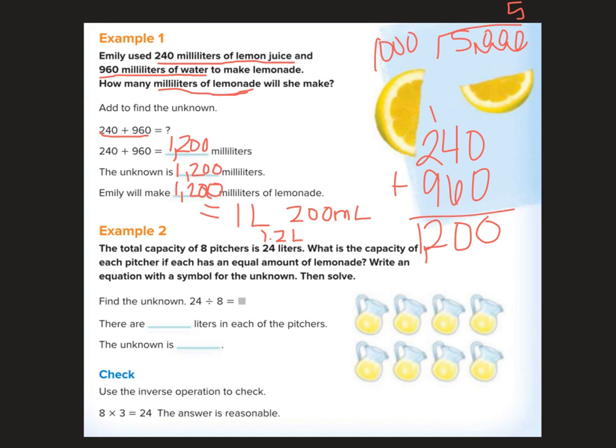So that's a little trick. When we're dividing by 1,000, we're just moving our decimal point back 3 spots. And same goes the other way. If I wanted to multiply 5 by 1,000, I would just move it 3 spots to the right to get 5,000. So with 1,200 milliliters, I'm going to divide it by 1,000. I can move the decimal back 3 spots, and that's how I got 1.2 liters.